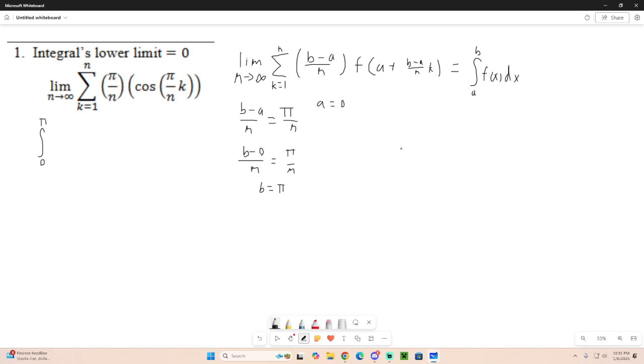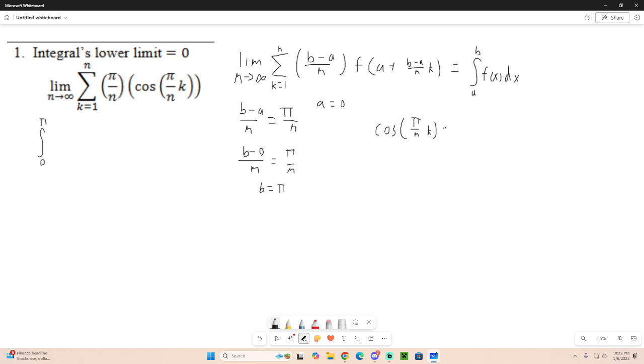Alright, so now we're going to find our f of x. So we know that f of this is equal to our f of x, is equal to this. So I'm going to write that out right here. So we have cosine of pi over n times k.